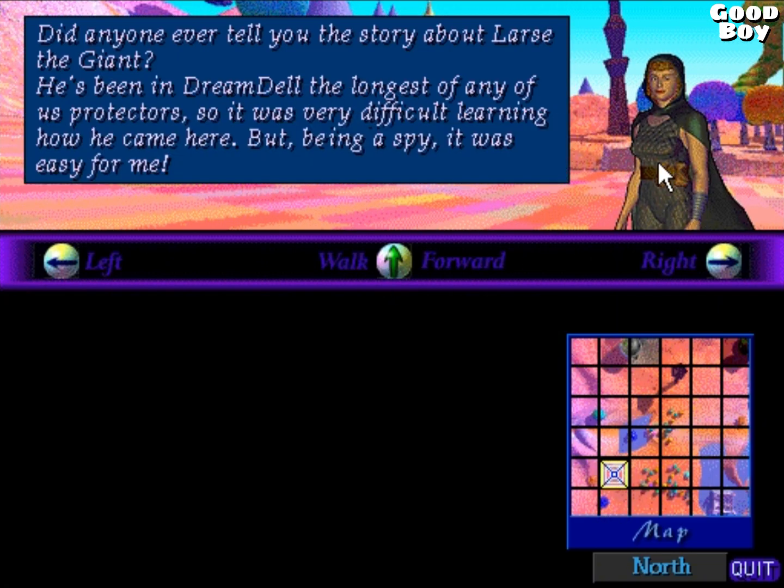Did anyone ever tell you the story about Lars the Giant? He's been in Dreamdell the longest of any of us protectors, so it was very difficult learning how he came here. But being a spy, it was easy for me.